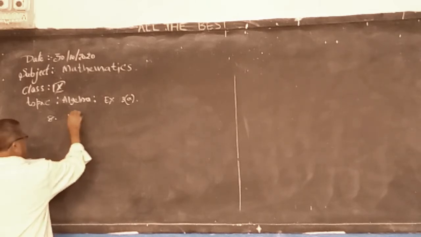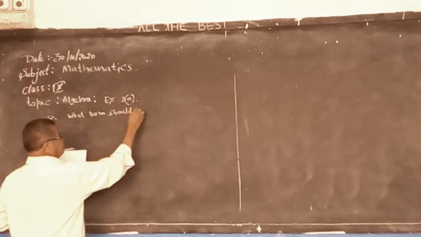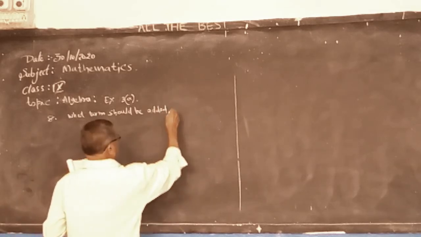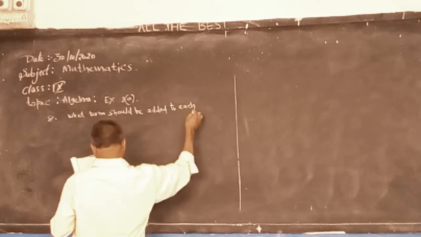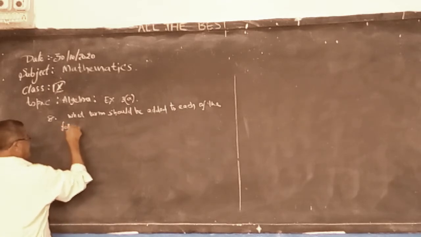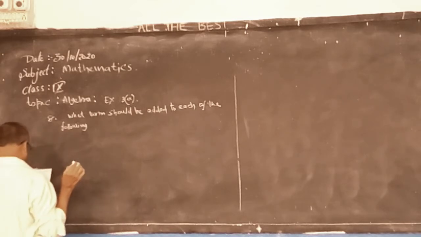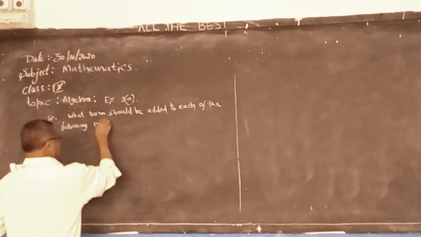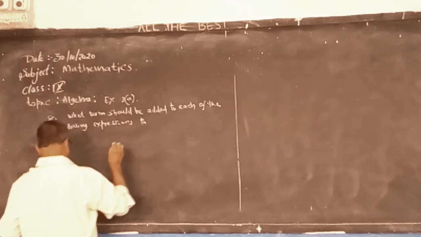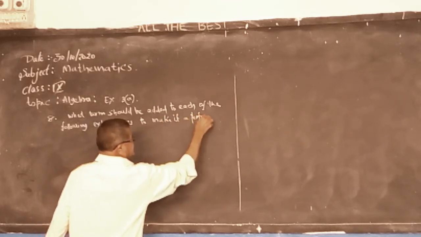What term should be added to each of the following expressions to make it a perfect square?